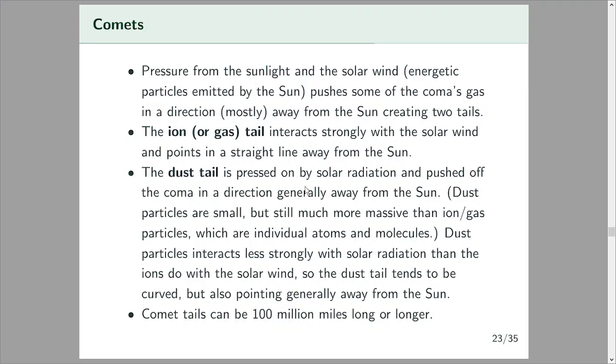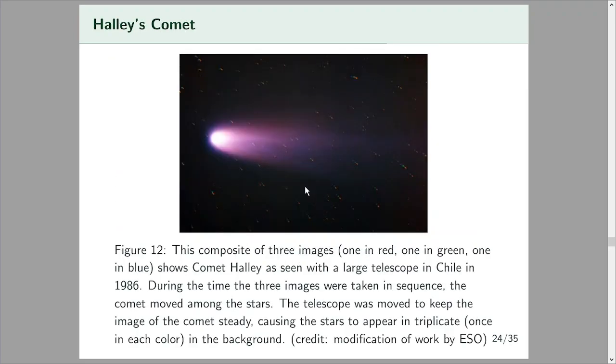individual atoms and molecules. So dust particles interact less strongly with solar radiation than ions do with the solar wind. So the dust tails just make a curved path pointing generally away. Comet tails can be 100 million miles or longer.